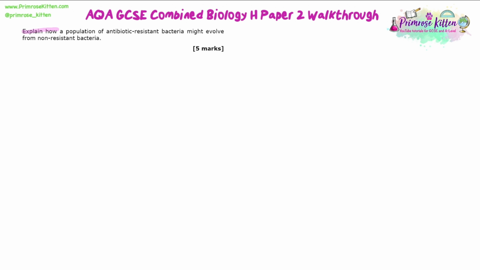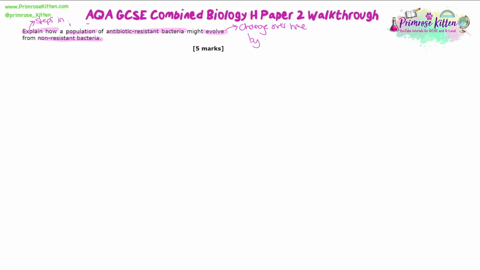Okay, part E. Explain how a population of antibiotic-resistant bacteria might evolve from non-resistant bacteria. Okay, so this is an evolution question. We're explaining how something happens, which means we need the steps in a process. And we hopefully know that when we talk about evolution, we're basically just talking about change over time through natural selection. So natural selection is the process which we're going to describe as part of our answer, and that's kind of how we're going to say that they could evolve over time.